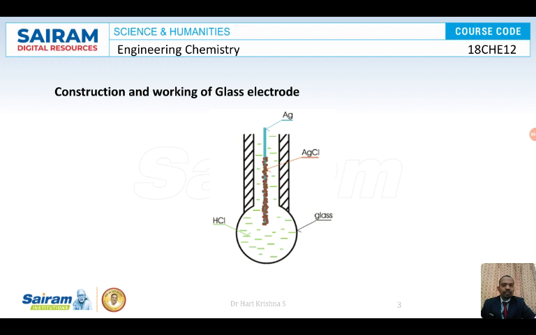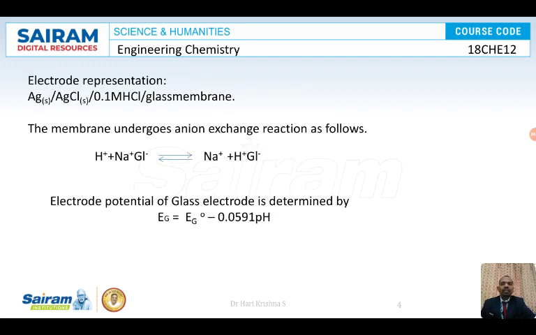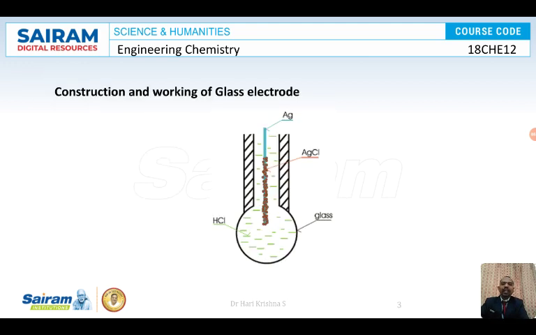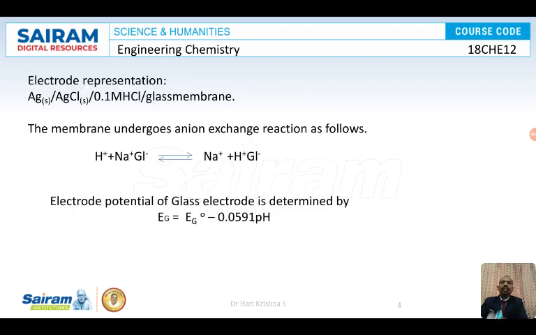The glass electrode can also be represented as Ag|AgCl, which is the internal reference electrode, dipped in 0.1 molar HCl, and then the glass membrane. The glass electrode, which we have drawn diagrammatically, can also be represented by this notation. Now, at the glass electrode, what happens?